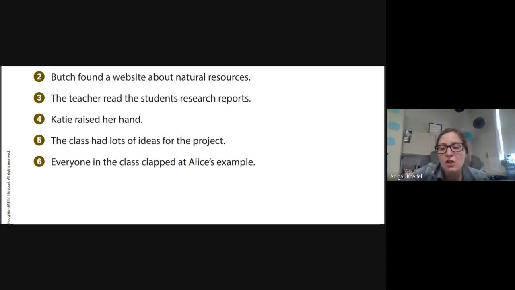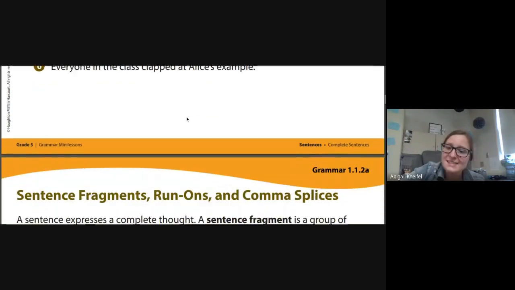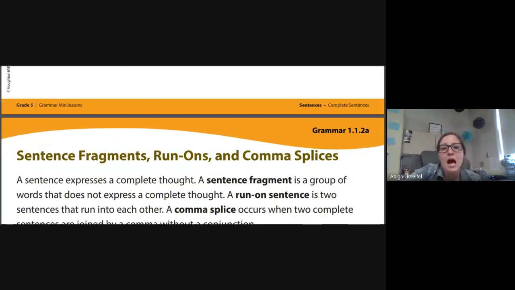And then after this is all over, I'm going to assign some practice things for you to do on your own. That'll be just like this, except they'll be in a Google Doc. But we're probably going to do a few of them together today. If not, we'll do them tomorrow. But good job on the subject and predicate. We're going to move on to sentence fragments, run-ons, and comma splices.